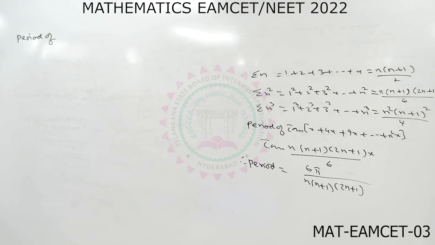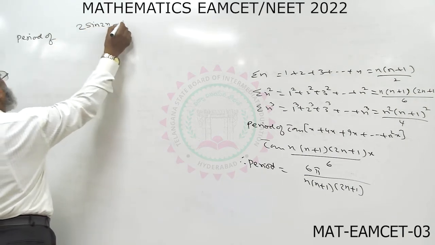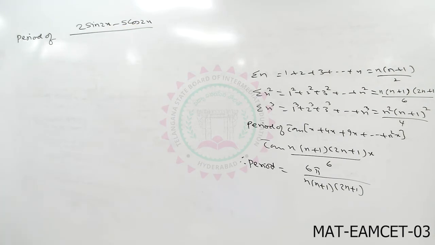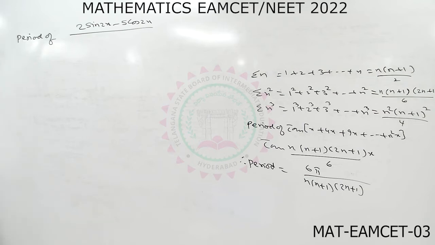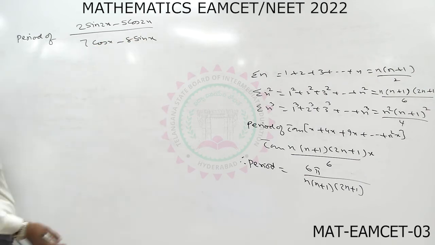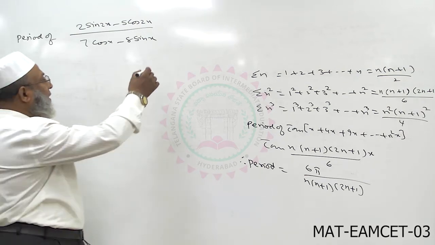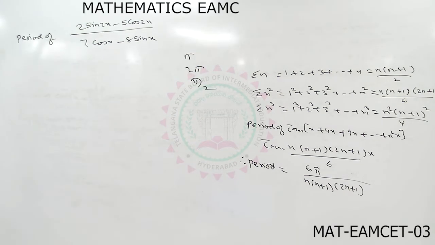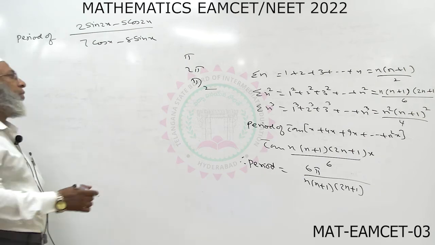Next is the period of 2 sin 2x minus 5 cos 2x, divided by 7 cos x minus 8 sin x. The options are pi, 2 pi, pi by 2 and pi by 3.